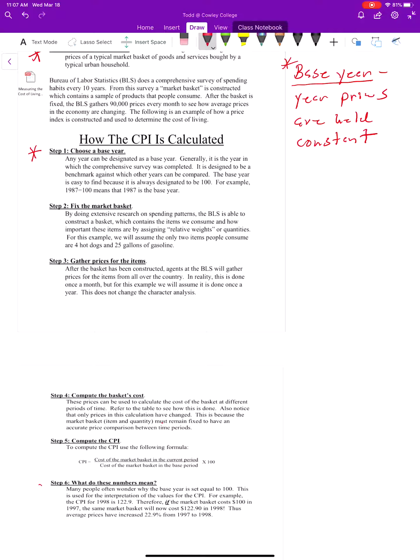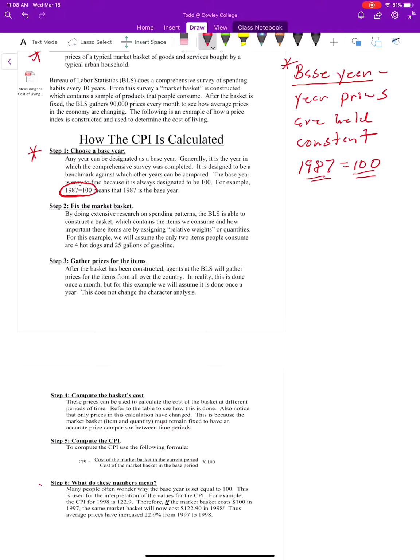So in the example that we're going to be doing here, if you see, let's say, that 1987 is equal to 100, that means that 1987 is your base year. So whatever year is set equal to 100, that is the year that your prices are being held constant. All right, I'll explain why we set it equal to 100 just a little bit later. It actually comes out of the formula that we're going to be using.